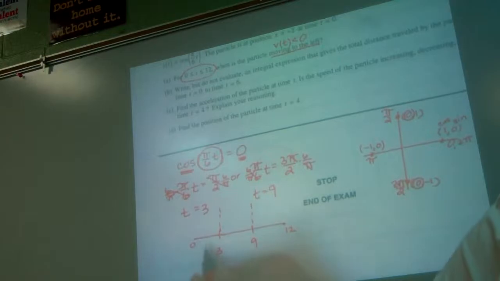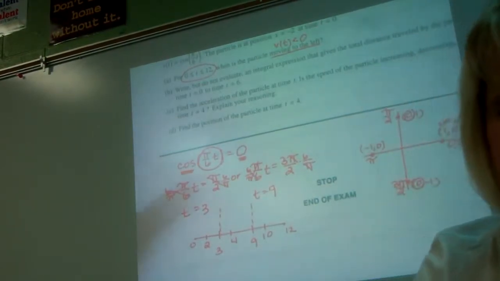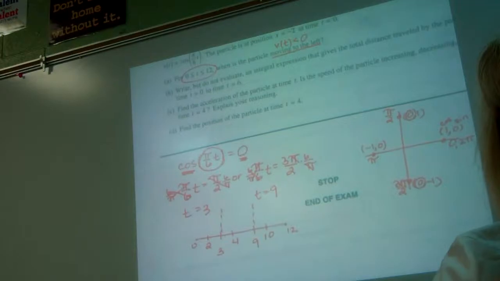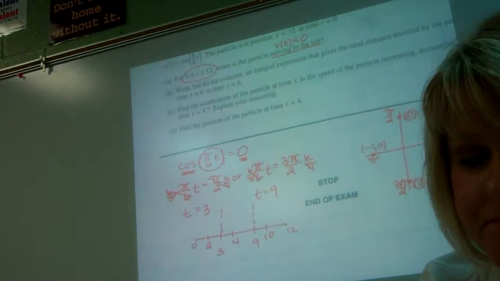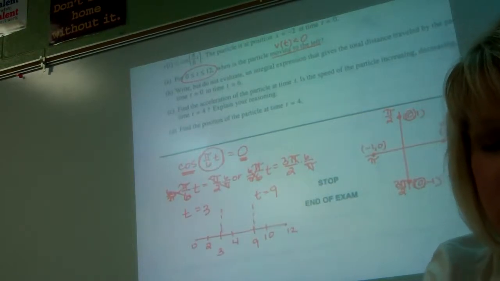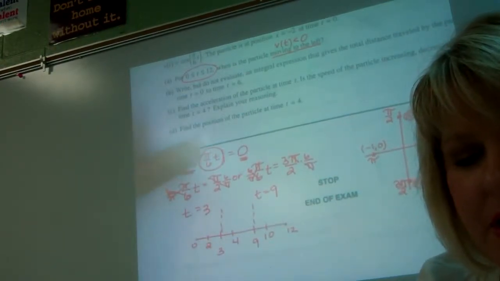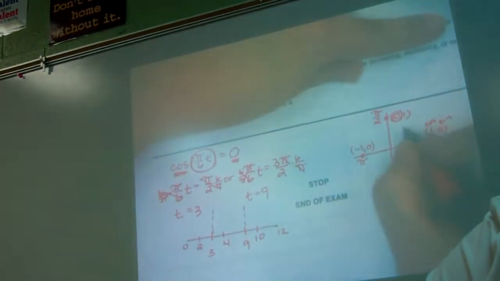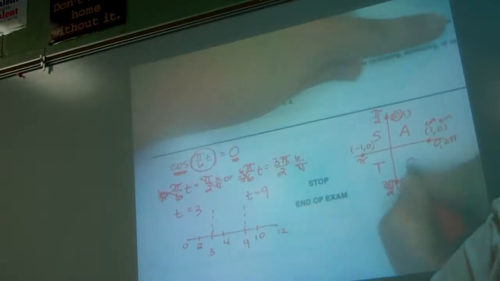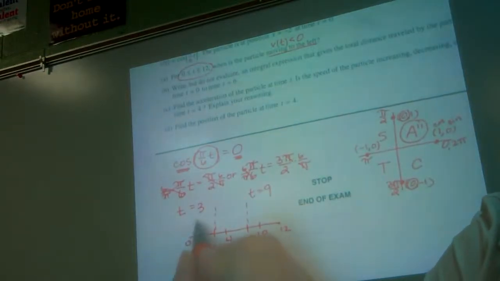So I'm going to pick something in each of these intervals. I'll pick 2, 4, and 10, to plug in here and see is this positive or negative. So between 0 and 3, if you plug 2 in for t, you get the cosine of pi over 3. Pi over 3 is in the first quadrant, and everything is positive in the first quadrant. This A stands for all. So we've got a positive there.